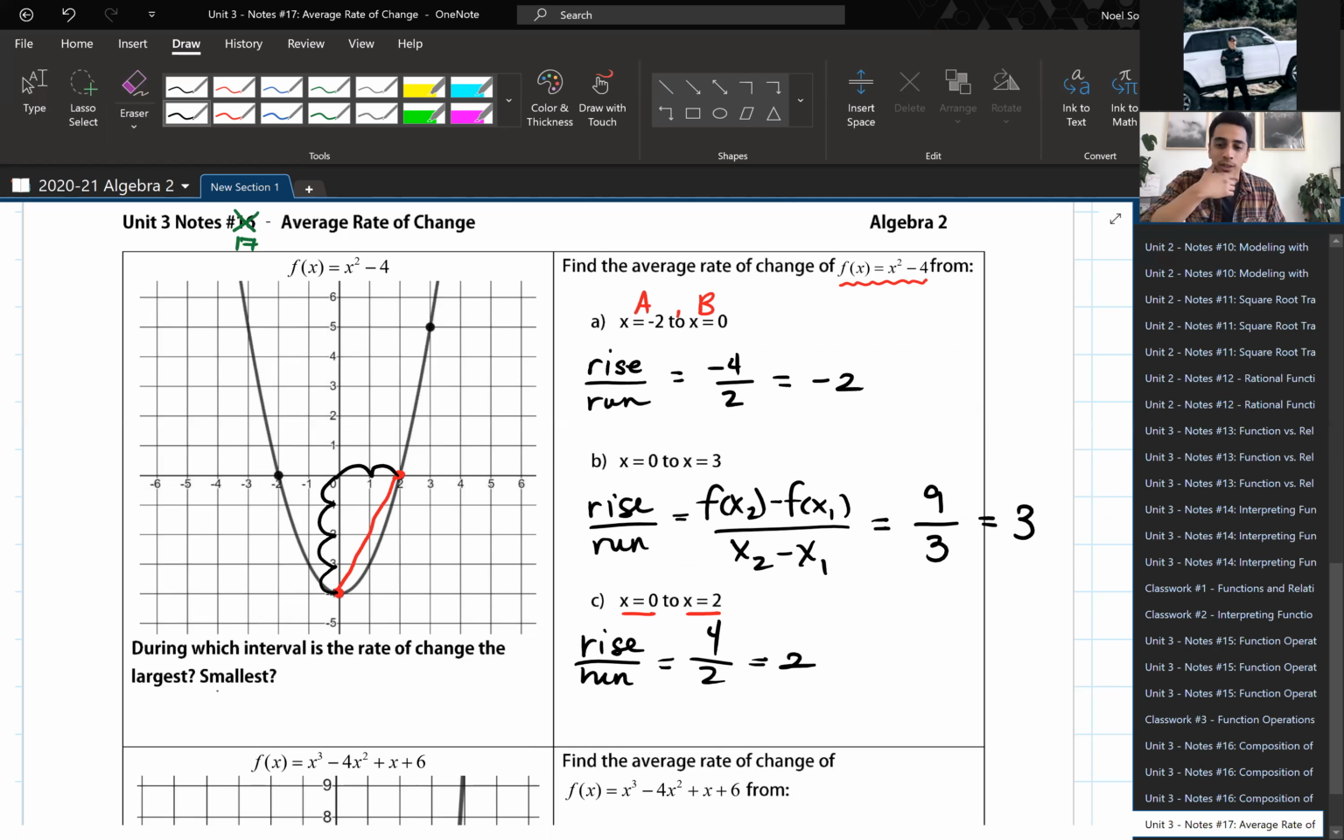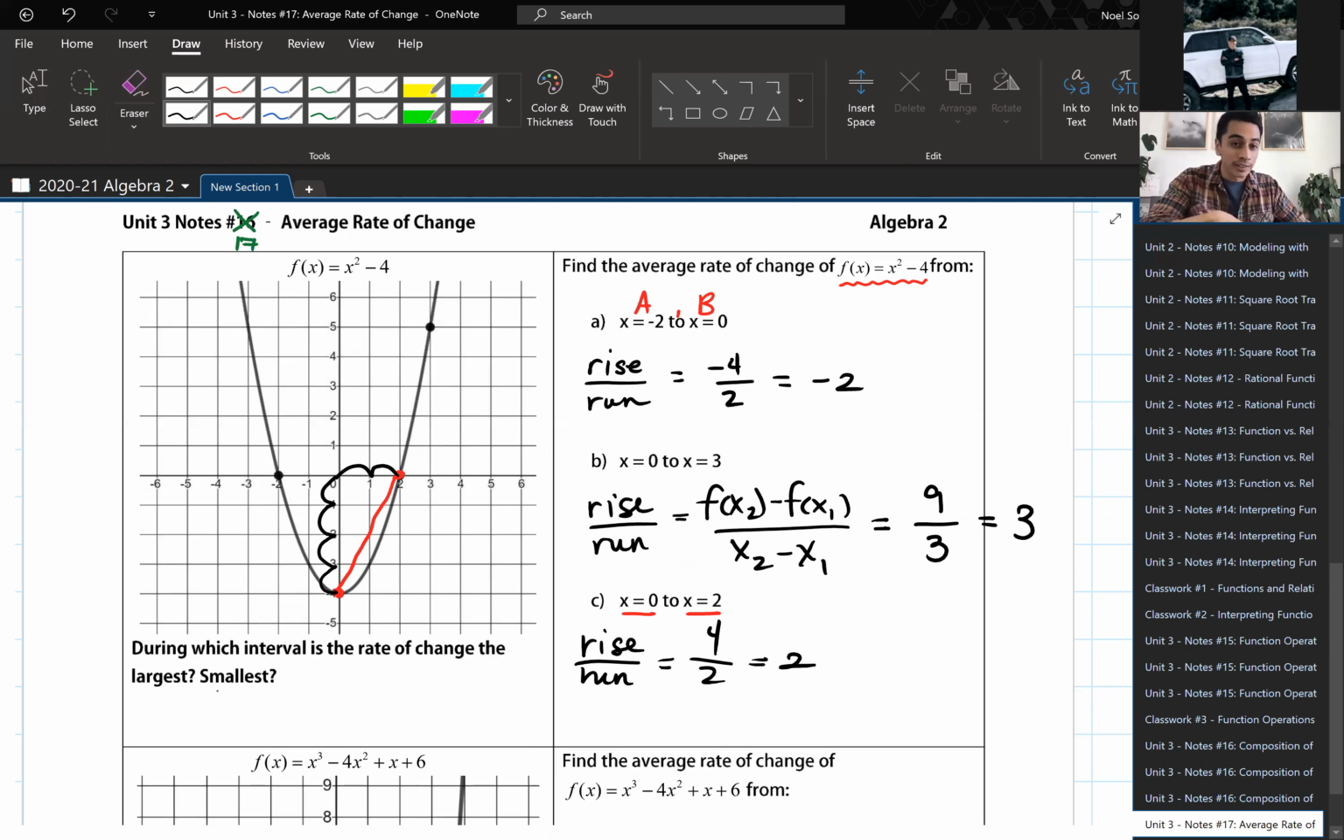Why did I use rise over run on this page and not on the first one? Because here I can actually count the spaces. It was easier to count the spaces here. It wasn't as easy to count the spaces up above. All right. And I wanted to get you used to the formulas. But I also want to show you that you don't always have to use the formulas.